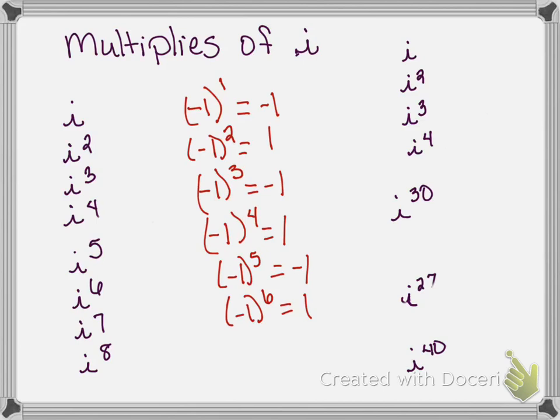Okay? If I said to you, what's -1 to the 11th power? What would it be? -1, because 11 is odd. If I asked you what -1 to the 100th power was, could you tell me? It's 1 because 100 is even. Now, we have a similar cycle for i.